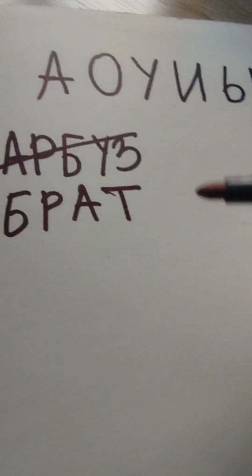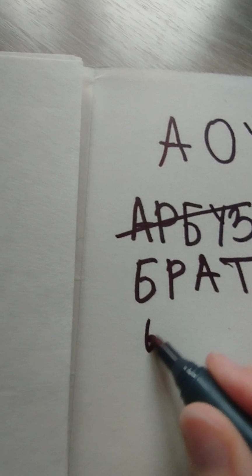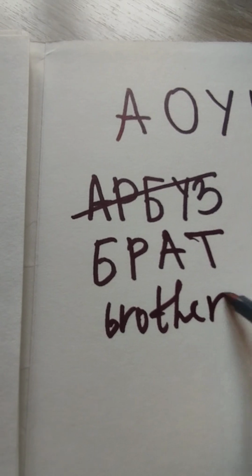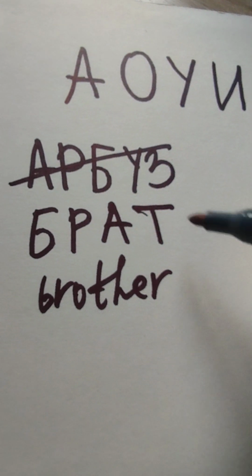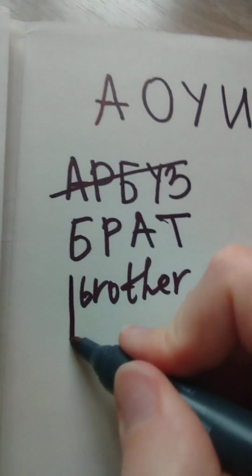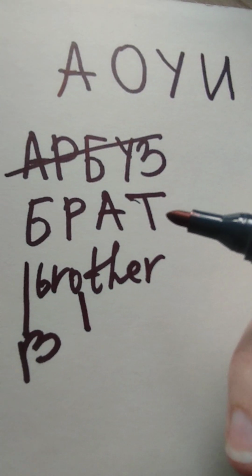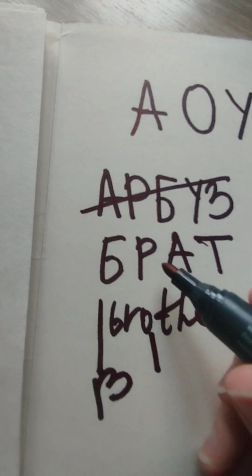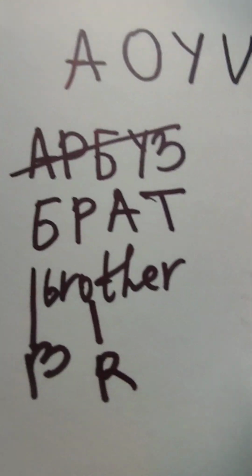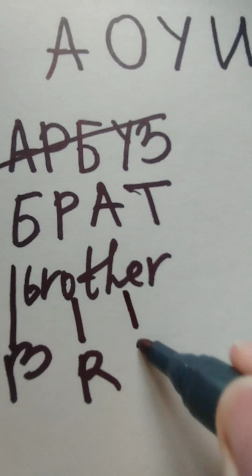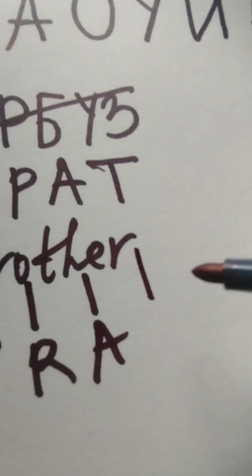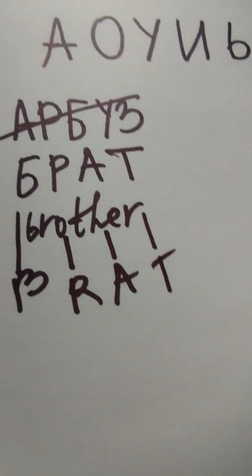Brat. So brat is brother. So we see here other letters also. B. It's in English alphabet. B, R, R, I is the same, and T is same also.